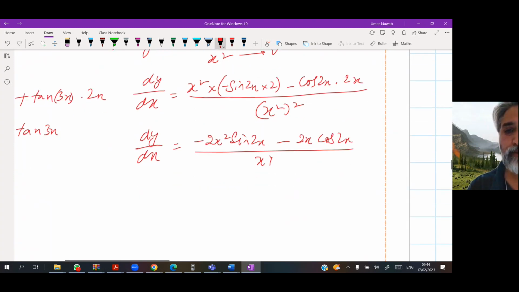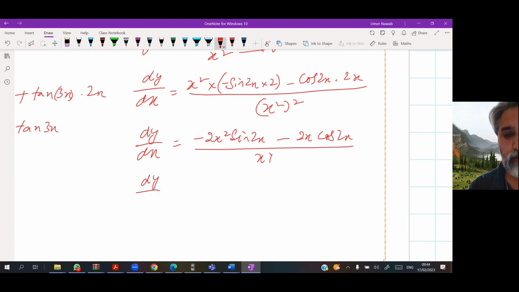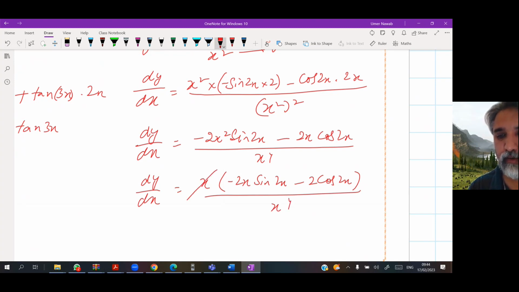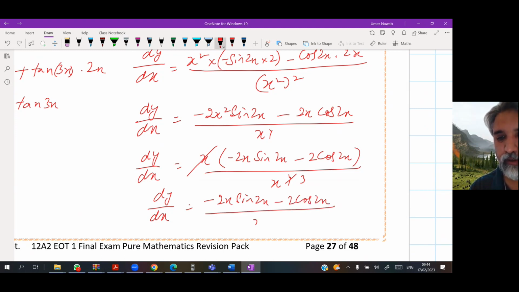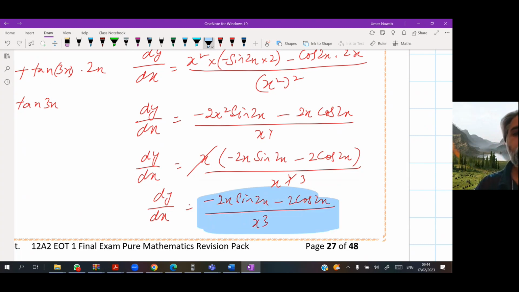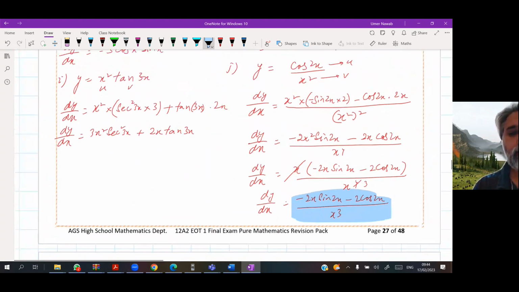So dy by dx in simplest form is minus 2x squared sine of 2x minus 2x cosine of 2x over x power 4. If you want to take x common, dy by dx, x common, so minus 2x sine of 2x minus 2 cosine of 2x over x power 4. Now x cancels with x power 4, it gives you x power 3. So dy by dx is minus 2x sine of 2x minus 2 cosine of 2x over x power 3. Okay, so this is your final answer.